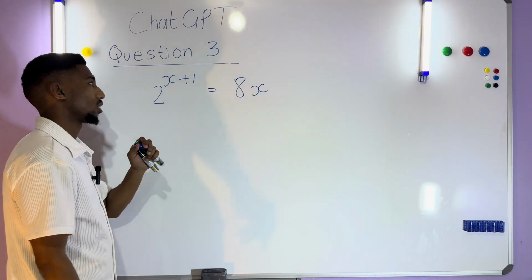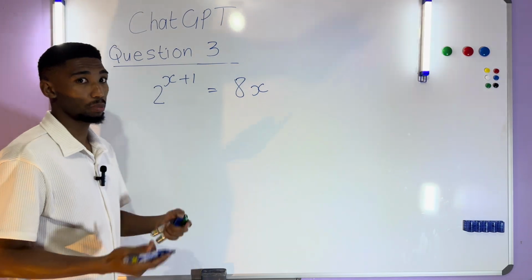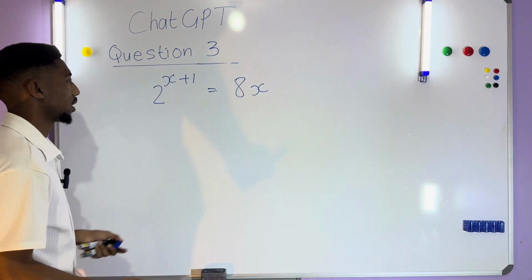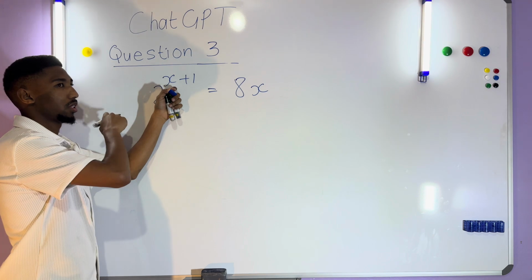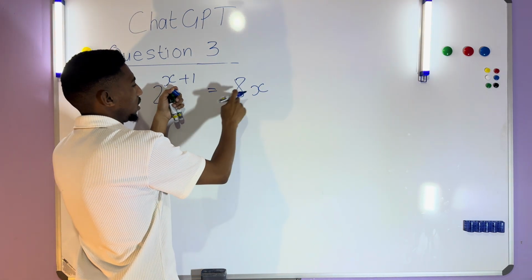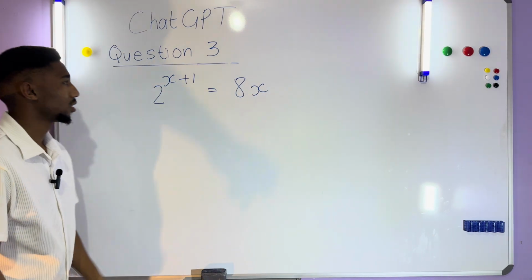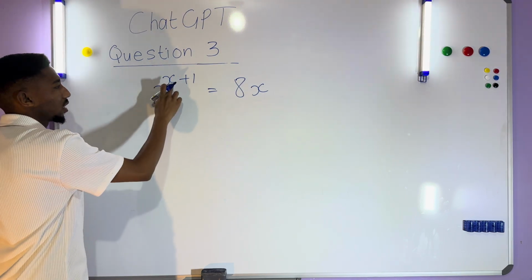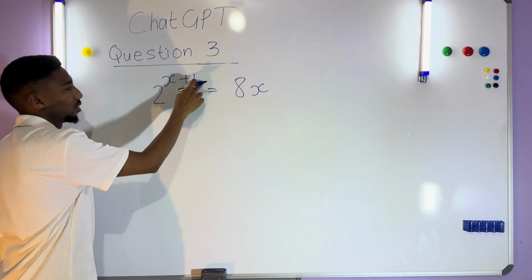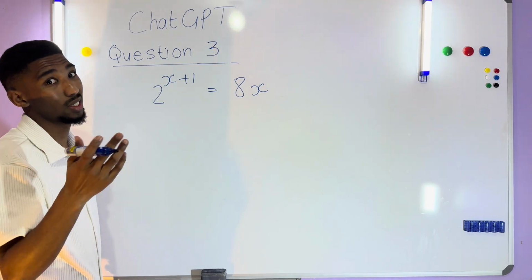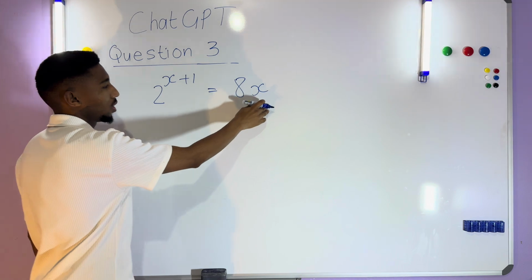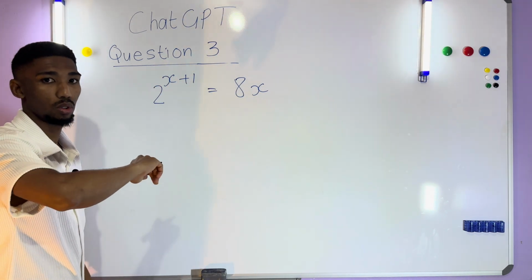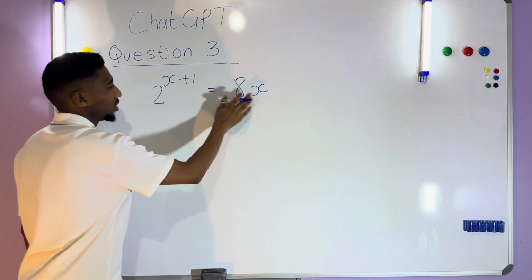When I look at this, I'm going to first try to solve by inspection. All right. If I substitute 2 in here, that's 2 plus 1, that's 3. 2 to the power of 3 is 8. And then 8 times 2 is 16. Doesn't work. If I try to put 3 in here, 3 plus 1 is 4. 2 to the power of 4, which is 16 on the left hand side. And on the right hand side, if I substitute 3, I get 24. So we get 16 over here and 24.